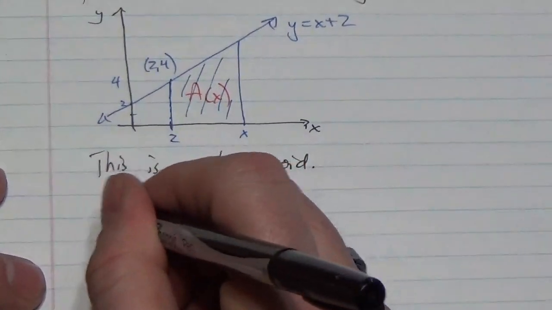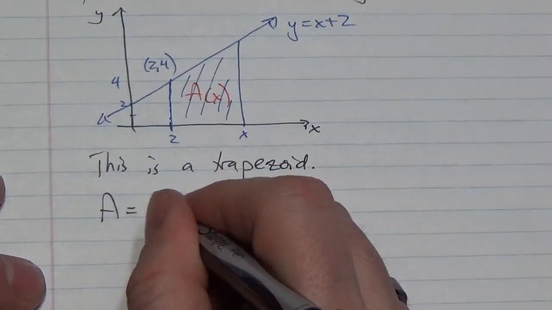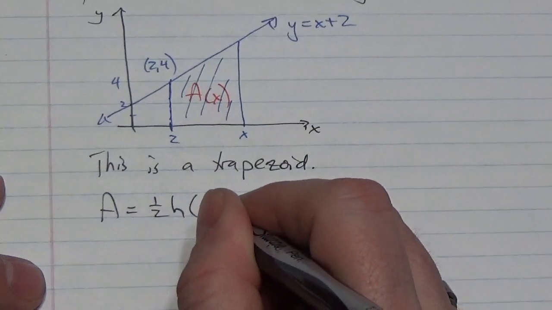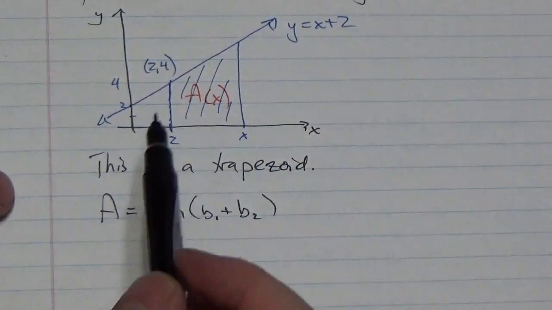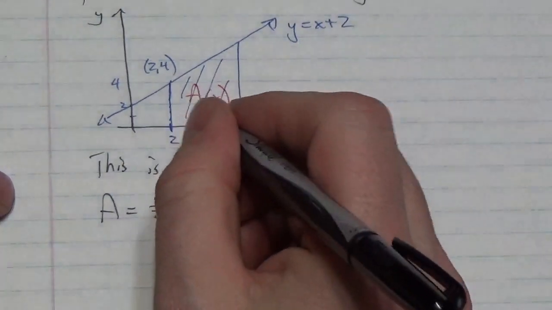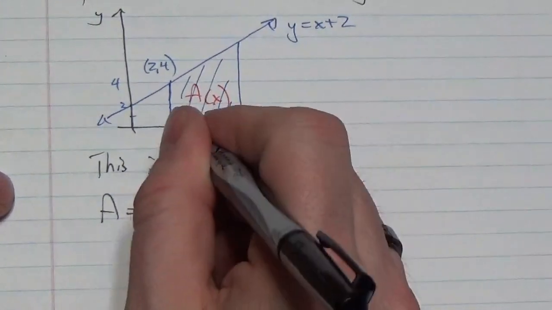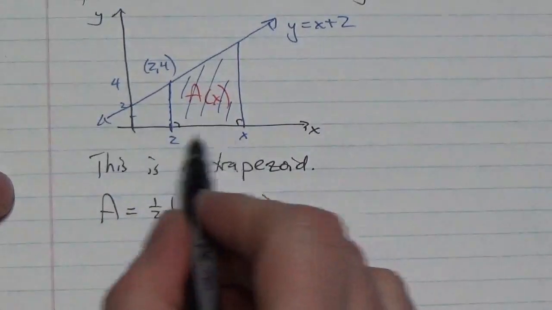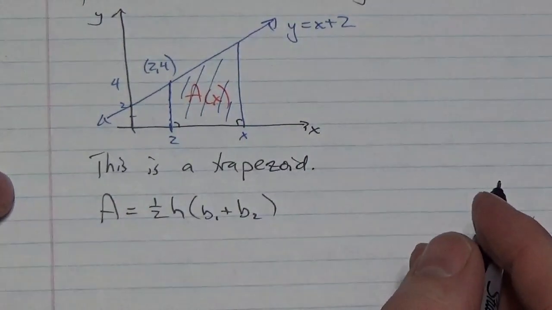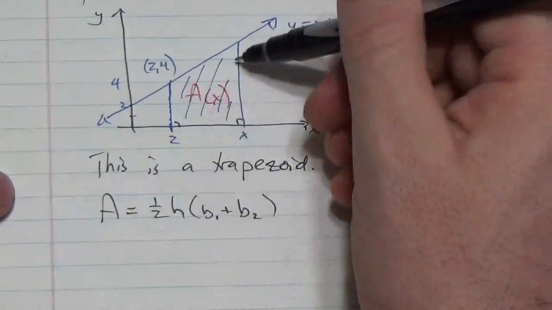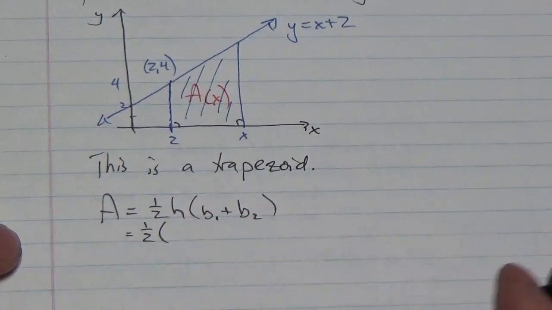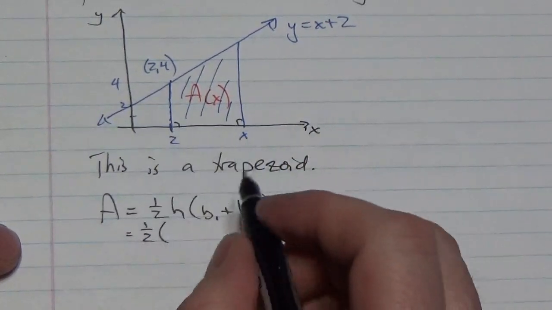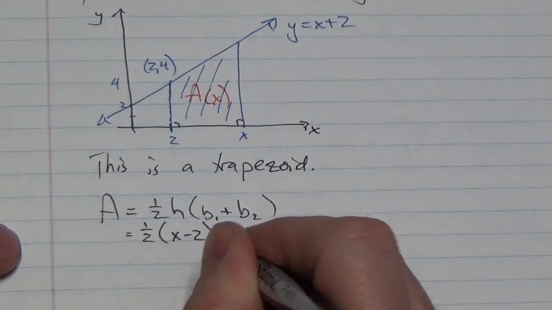So I know that the area of a trapezoid is going to be 1/2 the height multiplied by the sum of the two bases. Now in this case, just because these are 90-degree angles, the height is going to be the difference between those two, and then my two bases are going to look this way. Basically it's just a trapezoid on its side. So my function here is going to be 1/2 times, well, the height is going to be x minus 2.